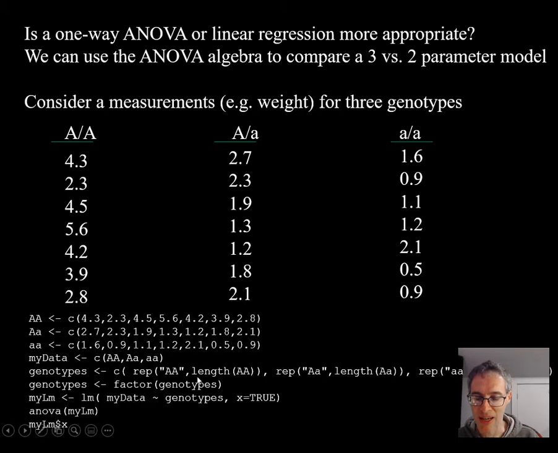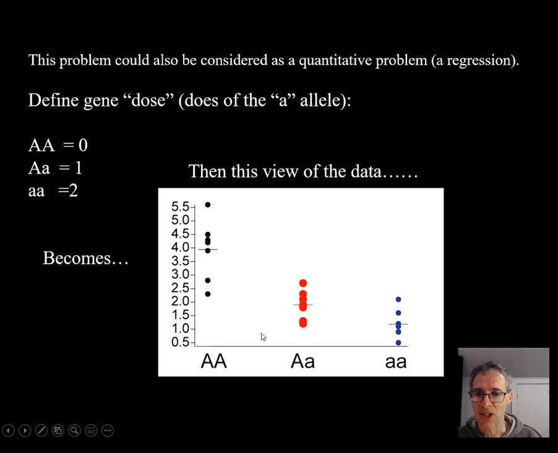We have our data, and the genotypes are strings, which are factors. So you have these 3 categories. They're not ordered in this model. They're just 3 different categories. And then you just say linear model, my data, genotypes, right? And graphically, this looks like this.